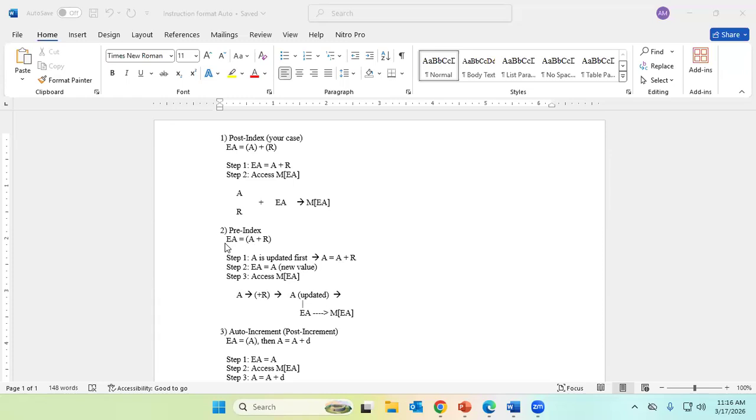Something like this would be useful, guys. So plus R, A is updated as what? As a figure, guys. So here, A is equal to A plus R, and then A is updated, then the effective address of A, memory of EA, and there will be a number here. That is the number that's stored in the register to continue it.